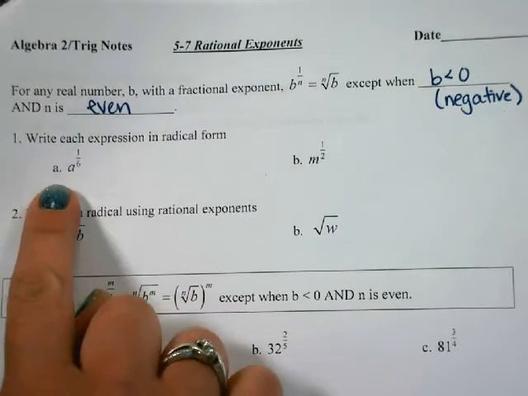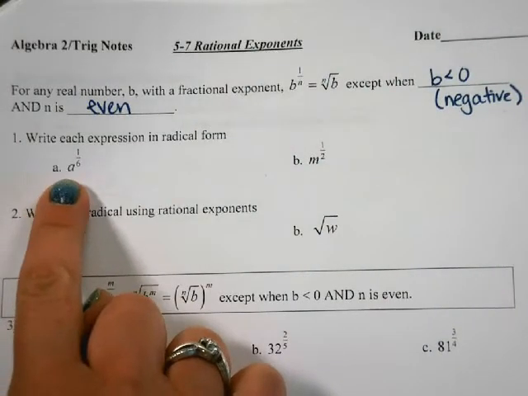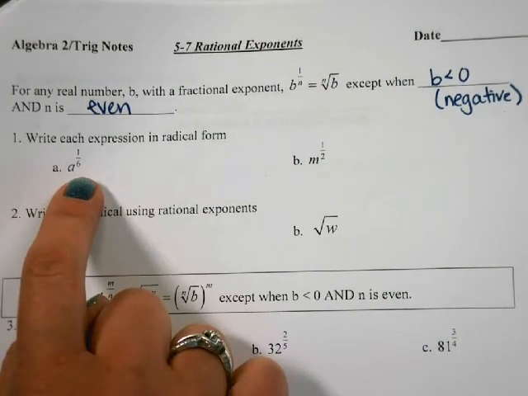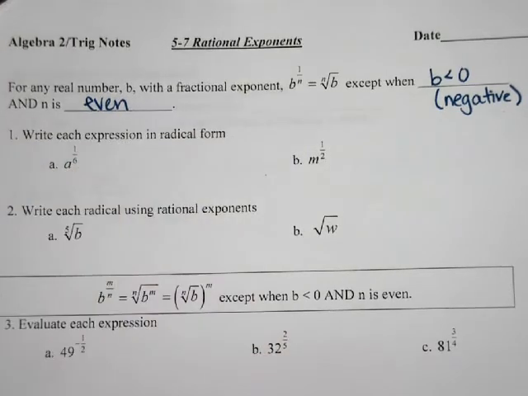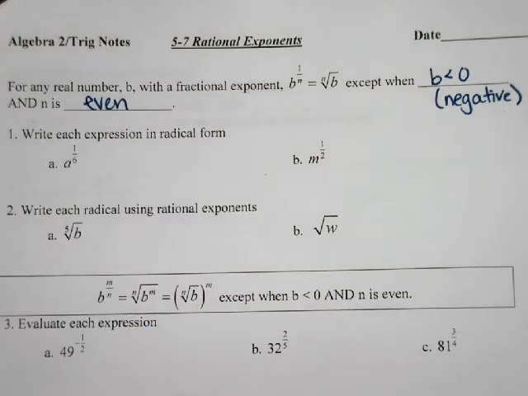Okay, so number 1 there says write each expression in radical form. A to the 1 over 6. What's the denominator? 6. So what's the index going to be when I write it in radical form? 6, right? So this is the 6th root of A.